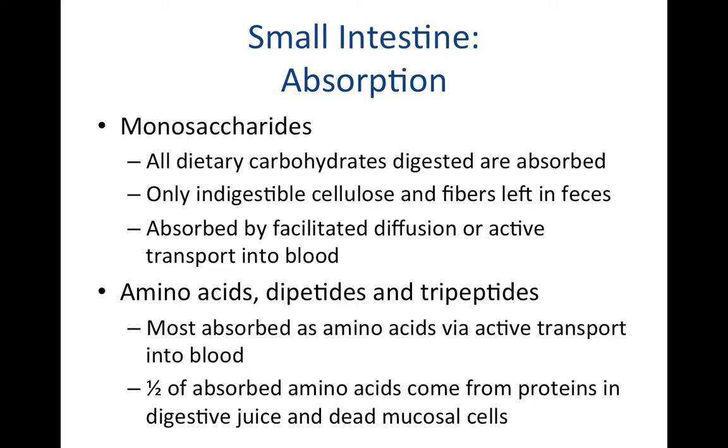Half of all of the amino acids that you absorb actually come from the proteins in your digestive juice and the dead mucosal cells. Digestion is a little bit rough on your stomach. You end up shedding a little bit of the lining every time you digest a meal, and you also have tons of enzymes that are being secreted, which are proteins. And so as you move toward the end of digestion and you have these leftover enzymes that aren't being used anymore, you can break them apart and you can absorb those as well and reuse them.